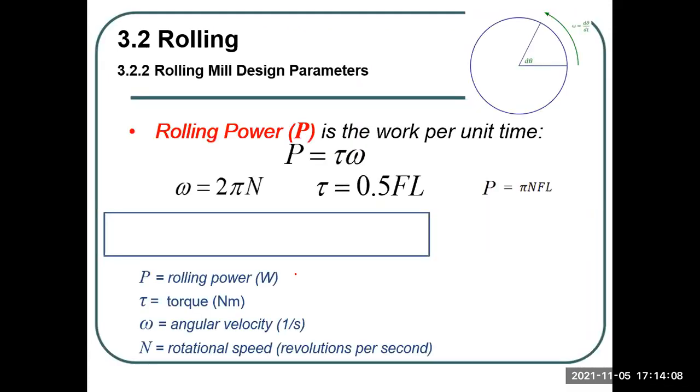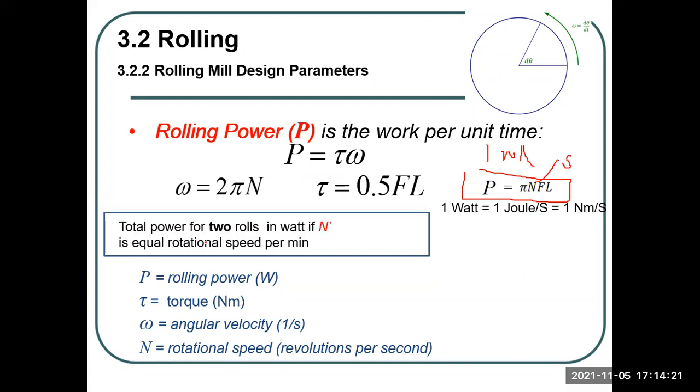Remember this equation only applies to one roll, and this N is per second. But in most real cases we have two rolls, and we also need to change N to N prime. My N prime is RPM, per minute, and because everything has to be in watts, you have to divide it by 60. So this is the one for the real applications.